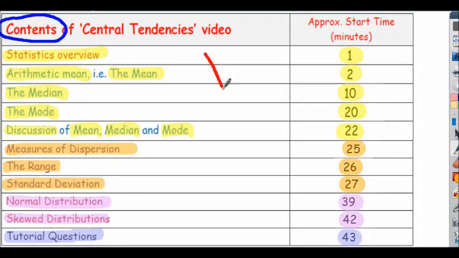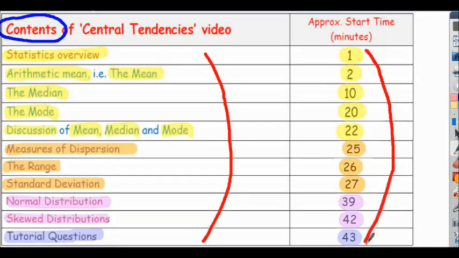The left hand side of the table here shows the various sections contained within the presentation, and the right hand side shows the approximate start times to hopefully aid your ease of access through the presentation. But please note all times are generally rounded to the nearest minute.